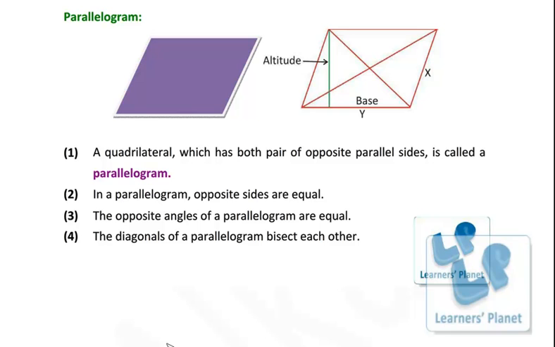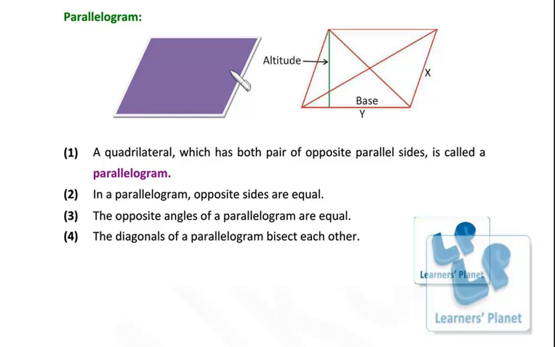In case of a rectangle also the length of opposite sides is equal, but in a rectangle all the angles are 90 degrees, while in a parallelogram the angles are not 90 degrees, right? The next difference is that in a rectangle the length of the diagonals is the same, but in a parallelogram the lengths of the diagonals are different. You can very well see this diagonal and this diagonal, both of them have different lengths, right? But this side is equal to this side and this side is equal to this side, okay?